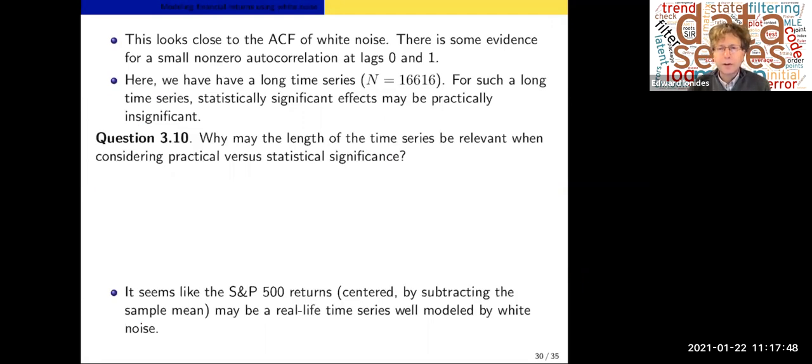And this difference between statistical significance and practical significance, that's something that sometimes comes up in intro stats classes, but let's review it in this time series context. Why may the length of the time series be relevant when considering practical versus statistical significance? And like all questions, you're welcome to pause the video and think about it before you get my answer.